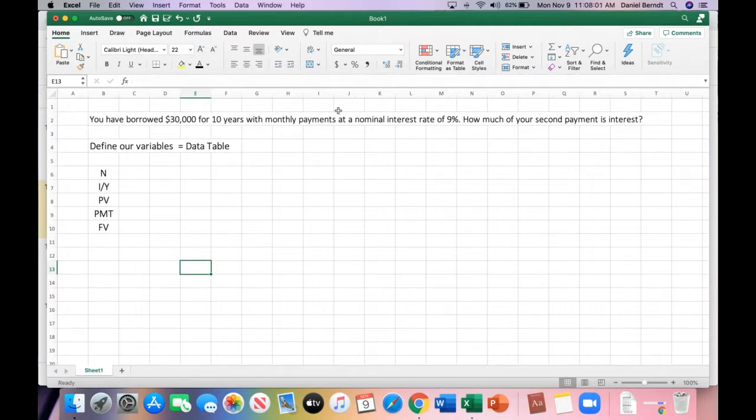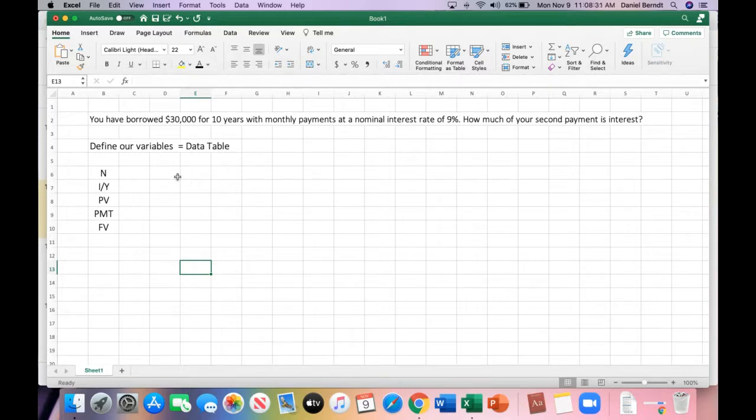Okay, so the problem states that we have borrowed $30,000 for 10 years. We're using a monthly repayment with a nominal interest rate of 9%. Okay, so just anyone want to tell me what they think that 30,000 is, where it goes if we borrowed the money? That's right, Tristan, it's present value.